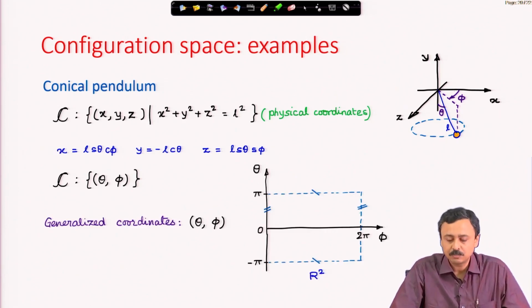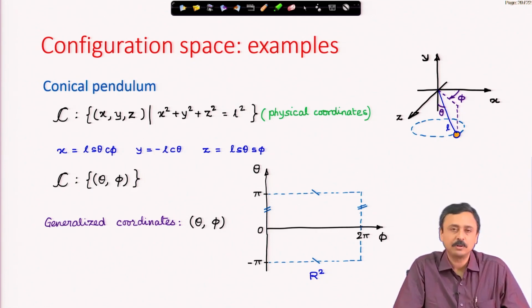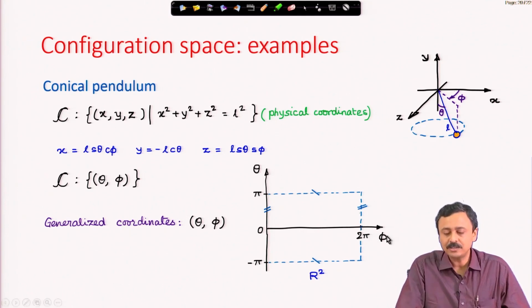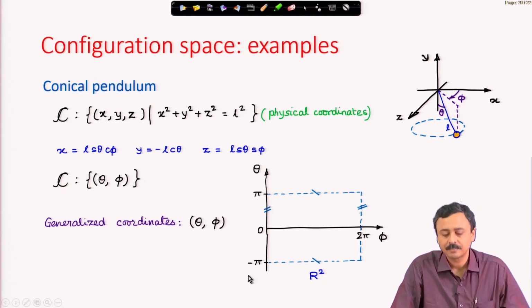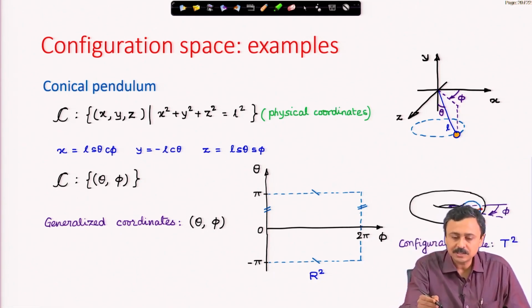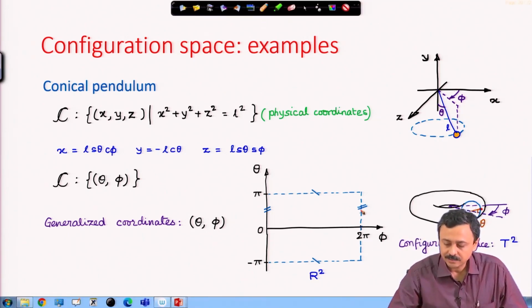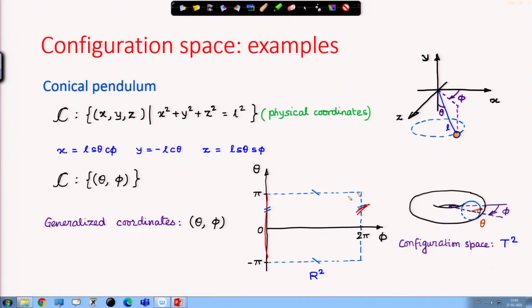Let us look at the configuration space. We may think that the configuration space is R2, we can move phi from minus infinity to plus infinity, theta from minus infinity to plus infinity, but there is a periodicity. When phi goes to 2 pi, it is same as phi equal to 0. Similarly, when theta is pi and theta is minus pi, it is the same configuration. Therefore, these opposite sides are identified. This whole side is identified with this side.